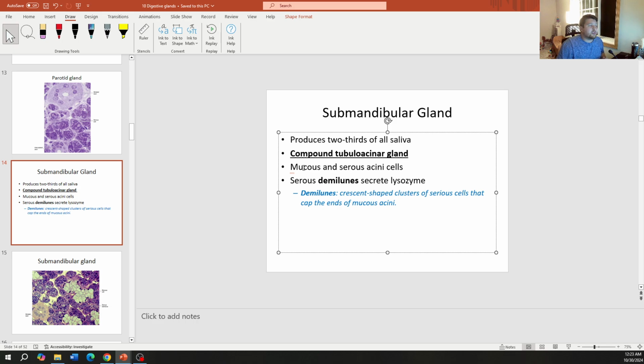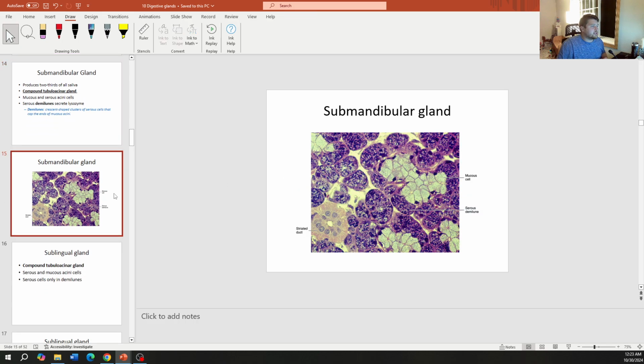And this has both the mucus and the serous acini cells, as well as serous demilunes. I believe I'm pronouncing that correctly. Serous demilunes. These are crescent-shaped cells that cap the ends of the mucus acini. And these secrete those lysozymes. Remember, lysozymes are for antibacterial properties.